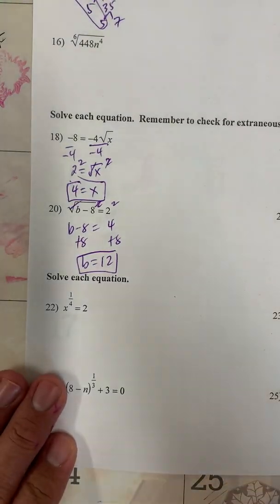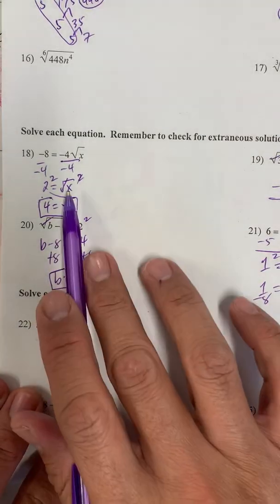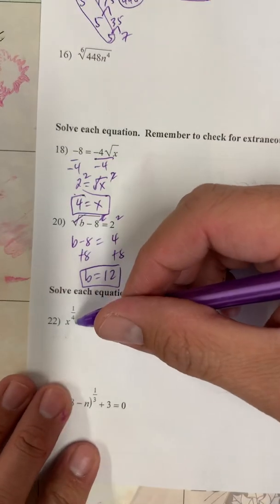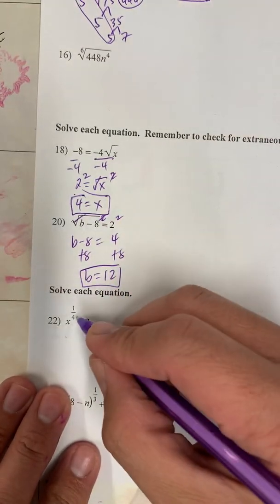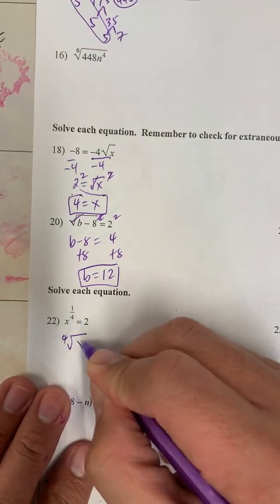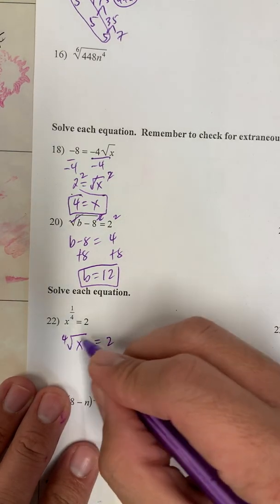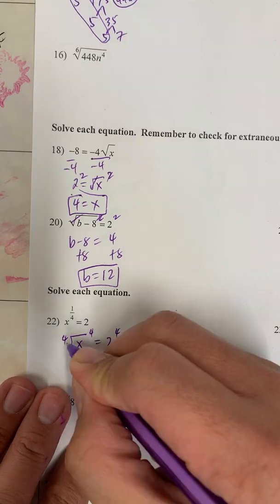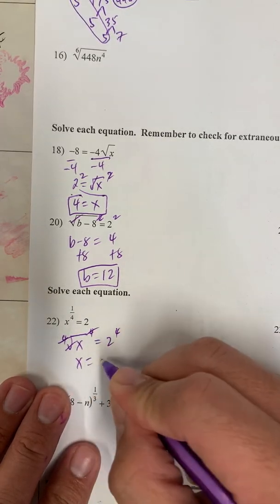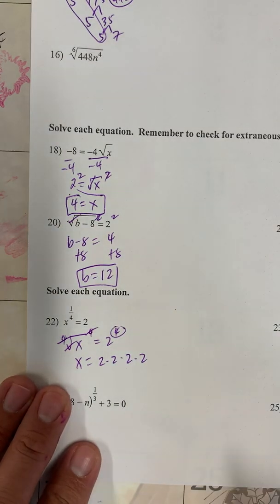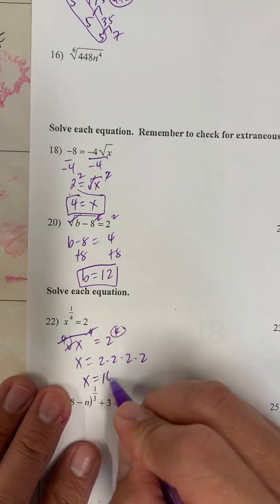For number 22, it's pretty much the same thing as the first 4 problems here, except that this is an exponential. So since the index is 4, it's the same thing as 4th root of x equals 2. The 1 there is invisible. So for me to get rid of that, I have to raise to the fourth, cancel this. X, what's 2 times 2 times 2 times 2, 4 times, because the power there is 4. That will give you x equal to 16.